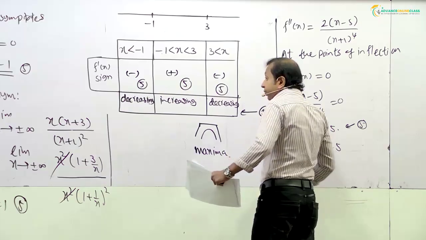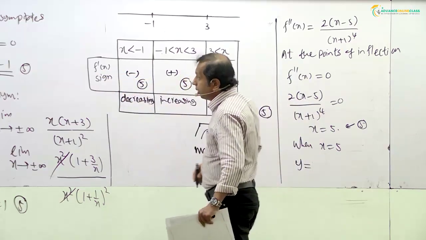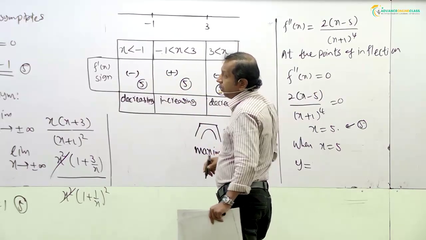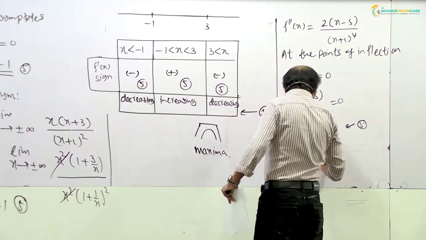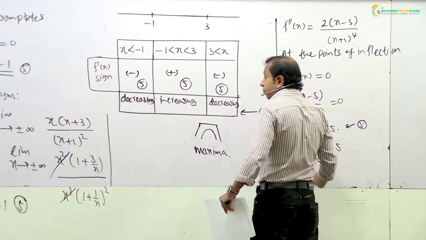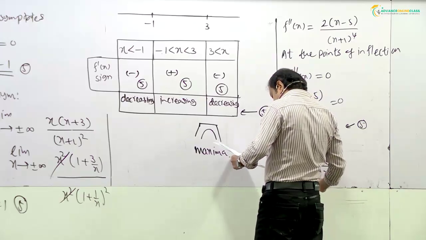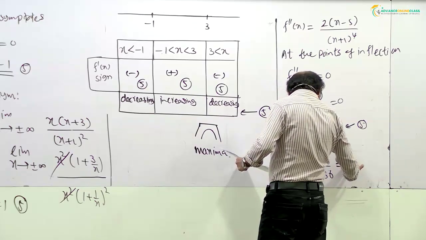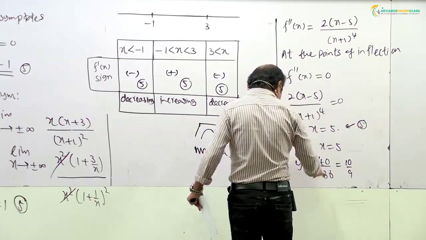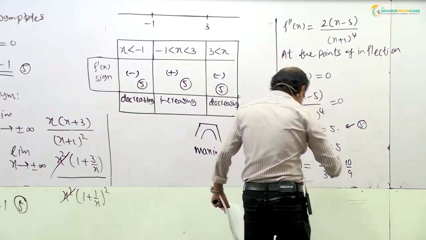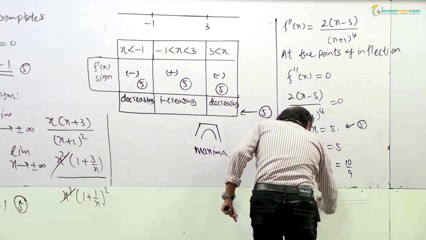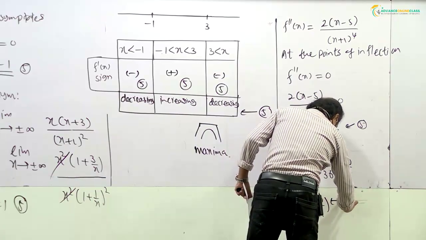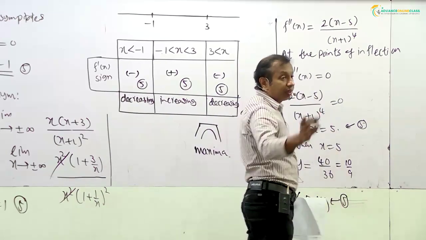When x equals 5, find y, substituting on the right hand side of f x. What do you get there? x plus 3, no? x is 5 means 8 and 5, 40 divided by 36, no? Then we get 10 by 9. Cancel down by 4. 5, 10 upon 9. For this, 5 marks. Right.